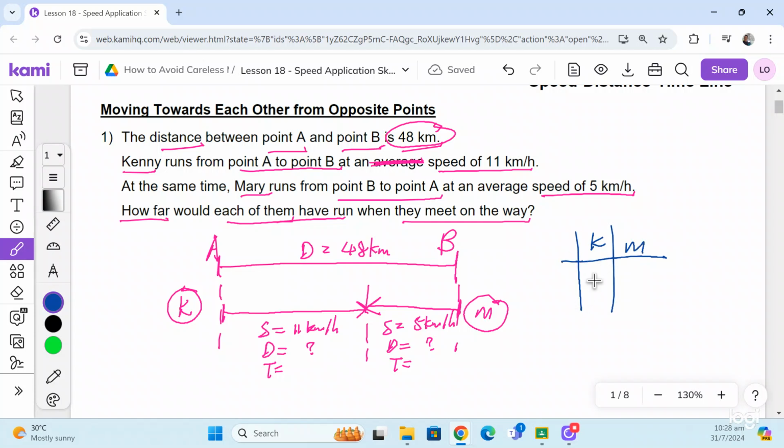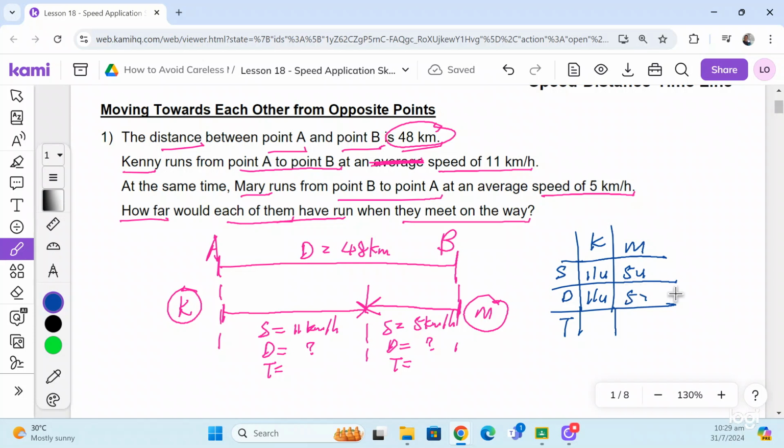So we create something called the speed ratio. Kenny has 11 km per hour, we call it 11 units. Mary is 5 km per hour, so her speed is 5 units. So we created the speed ratio. Why? Because the model has the two kinds of speed given. And from the speed ratio, we will come up with the distance and also the time ratio. So what is the distance ratio? If Kenny is faster, then Kenny will travel a longer distance, and then Mary will travel a shorter distance.